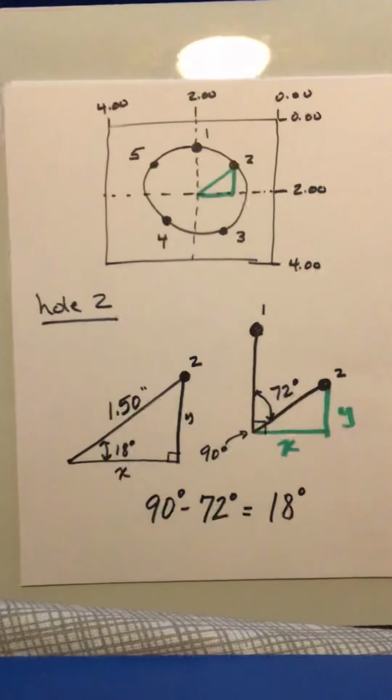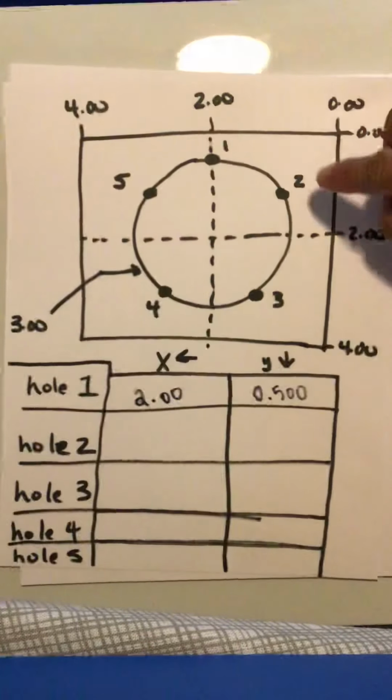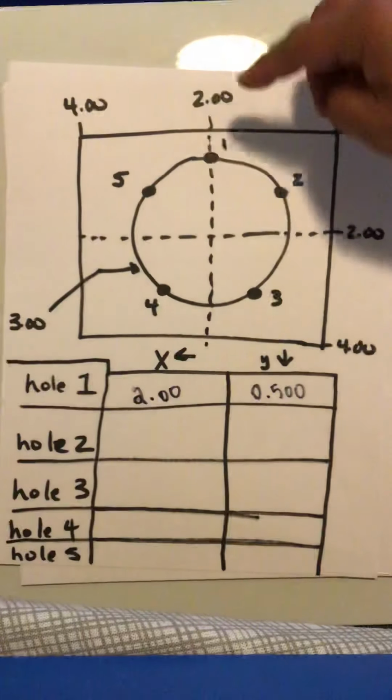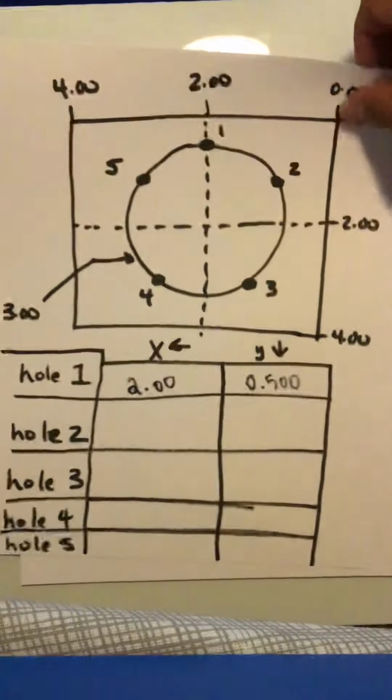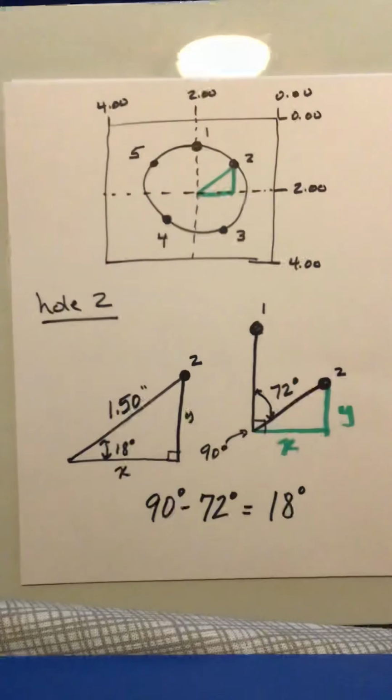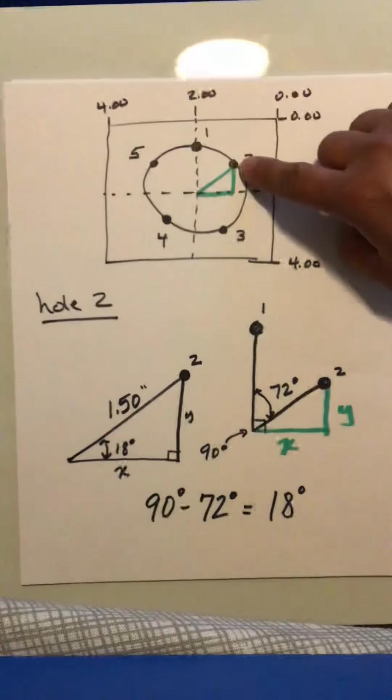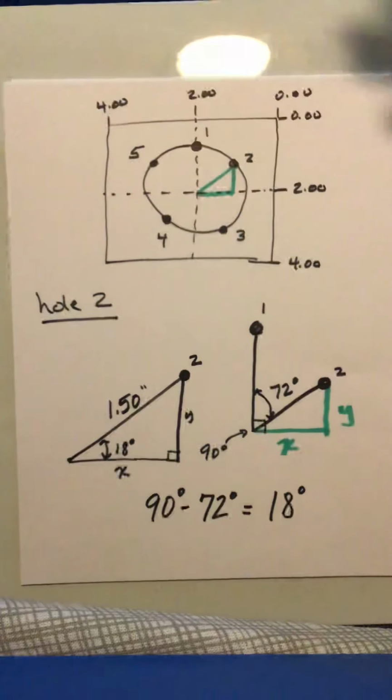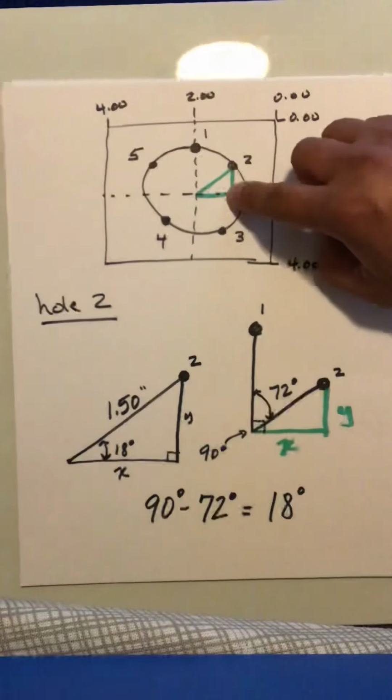So let's now find hole number 2, which will be this location right there. Now where I work these, I work them clockwise. So now hole number 2 is we want to find the location right there. So what I'm going to be doing is drawing a right triangle.